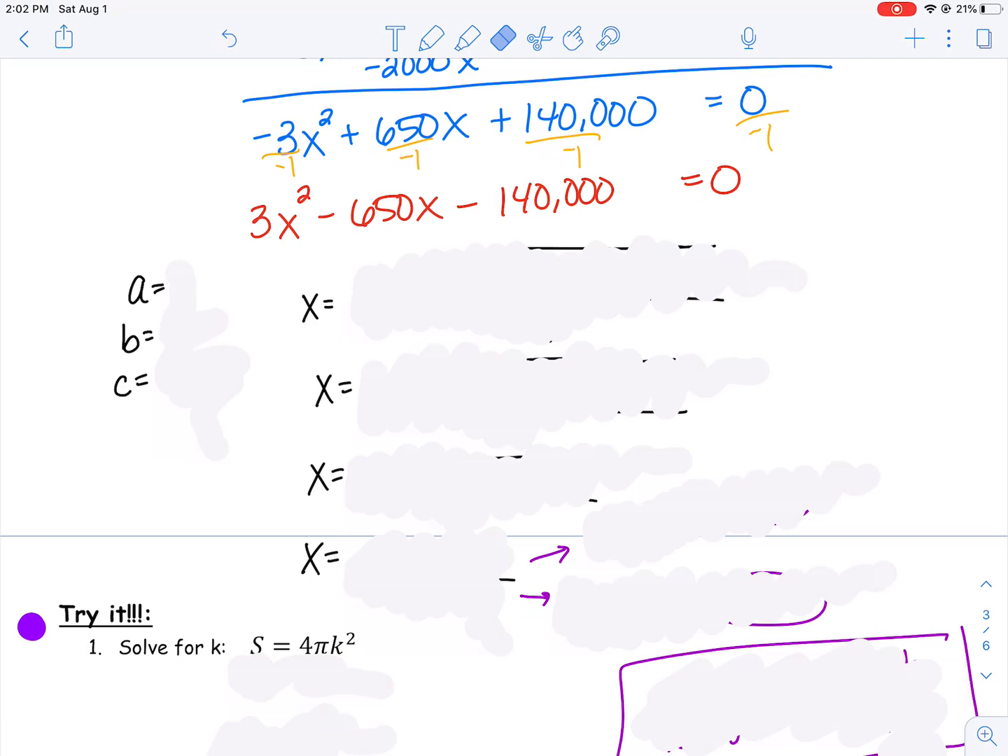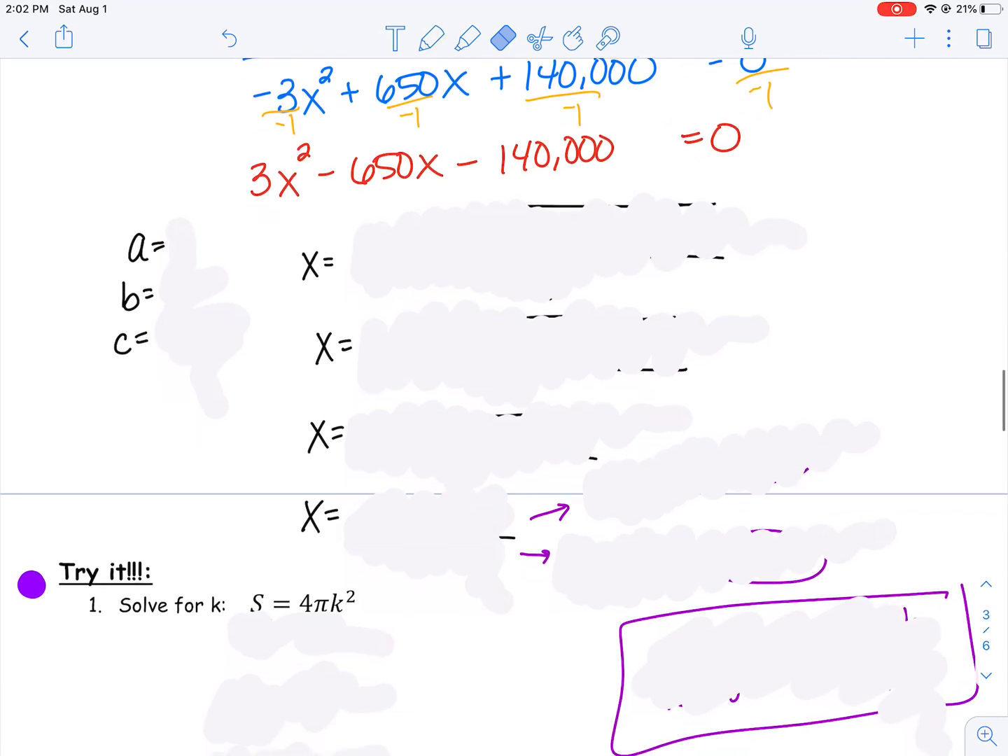so I would have to try to bottoms up. 3 times 140,000 is going to be a really big number. I tried to work with it. I spent forever trying to figure out numbers that multiplied to that number that added to negative 650. It was taking me so long that I stopped doing that, and I thought, you know what? I can solve any quadratic equation by using quadratic formula. I should be able to pick out my A, my B, my C, plug it into the quadratic formula, and solve it that way instead of trying to figure out factors.